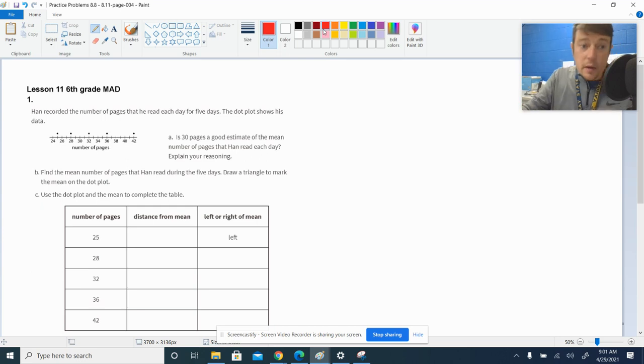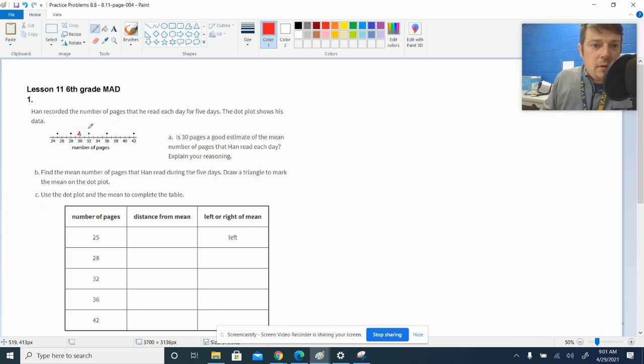Looking at the first one there, Han recorded the number of pages that he read each day for 5 days. And the dot plot shows his data. So one day he read 25, another he read 28, 32, 36, 42. Is 30 pages a good estimate of the mean number of pages that Han read each day? So 30 would be right about here.